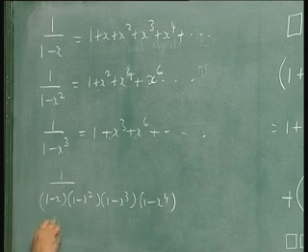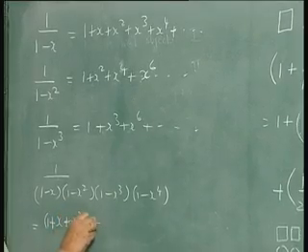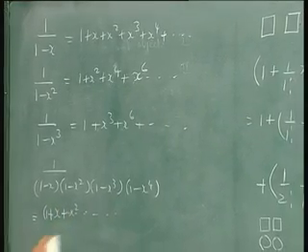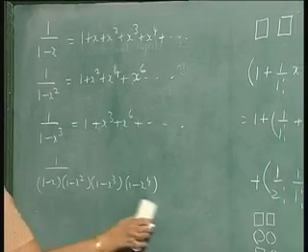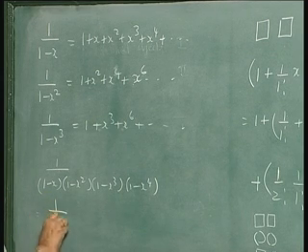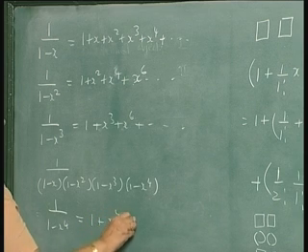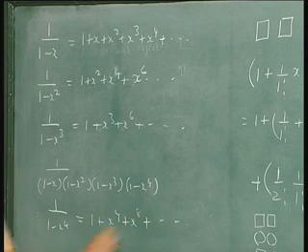1 plus x squared, and so on. Those 3 terms are there. So, I will write for 1 by 1 minus x power 4, that is 1 plus x power 4 plus x power 8, and so on.